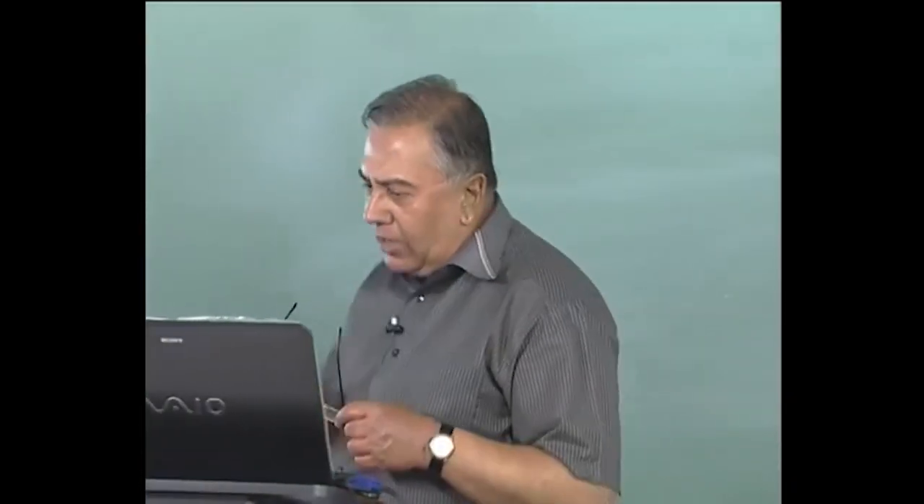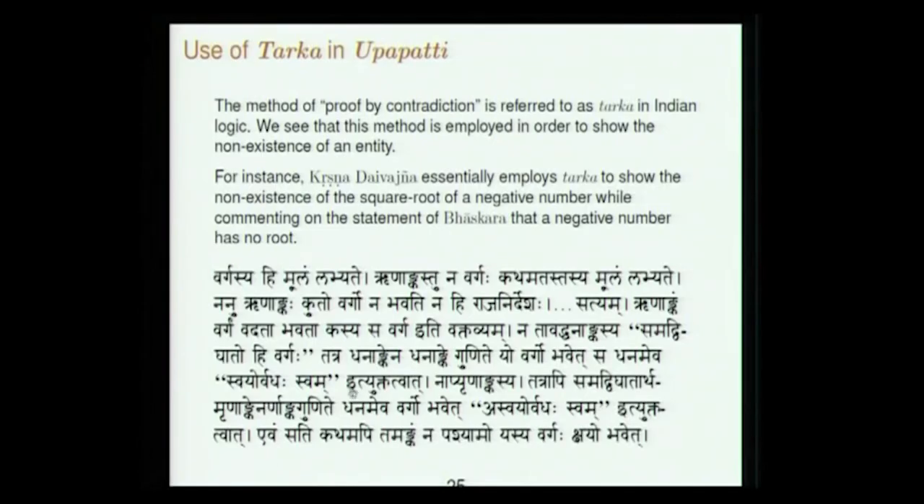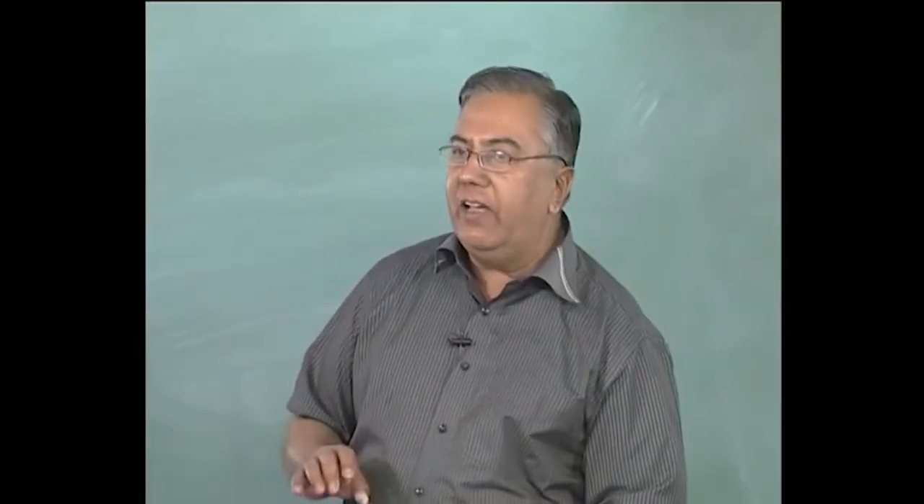So this kind of an argument is called tarka in Indian logic. Indian logic is Nyaya Shastra. So this kind of an argument is called tarka. And such arguments do appear in Indian mathematical texts in some simple contexts. So I have taken the simplest of such arguments to show that a negative number does not have a square root. So this is the argument of Krishna Daivagya to show that a negative number does not have a square root.